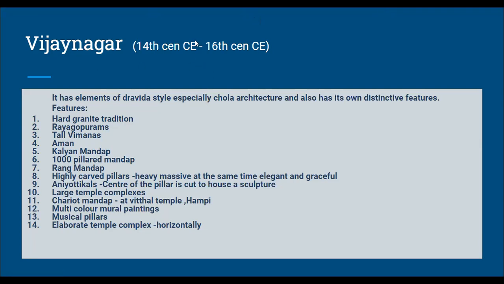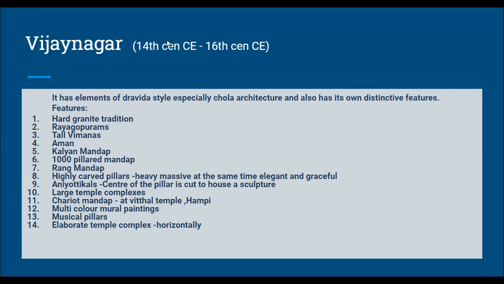Then the 1,000-pillared Mandap continued under Vijayanagar. Ranga Mandap is a special Mandap where dance and musical performances are conducted. Then highly carved pillars. The pillars are so massive, at the same time so elegant and graceful. Looking at them you can say it's a Vijayanagar pillar. Then yalis. The yalis are a special feature of Vijayanagar temple architecture. Now what are yalis? It means the pillar is cut from the middle, and that middle of the pillar houses a big sculpture. We will be seeing this in the form of images.